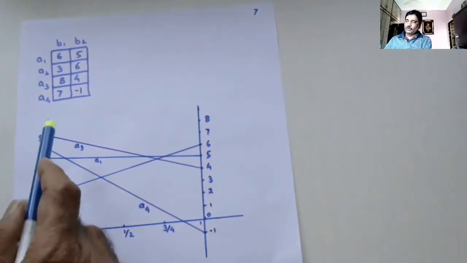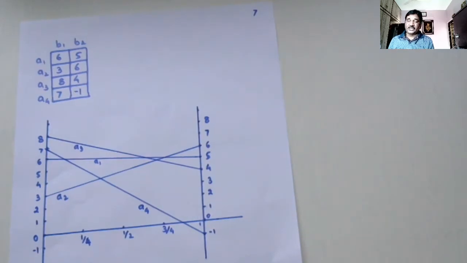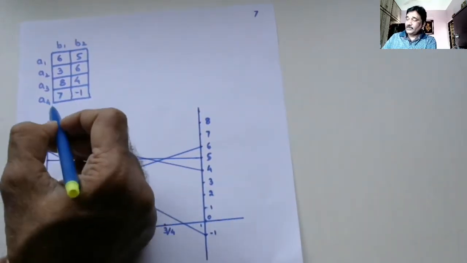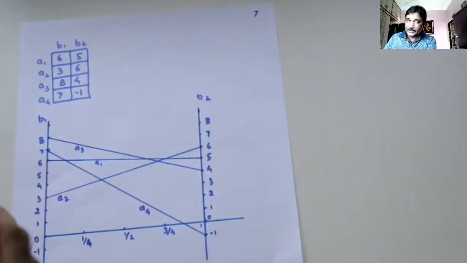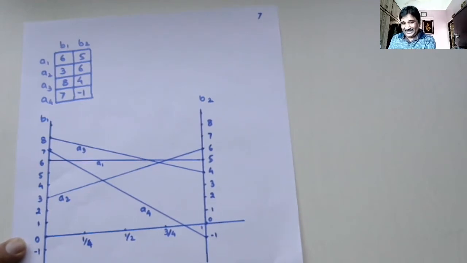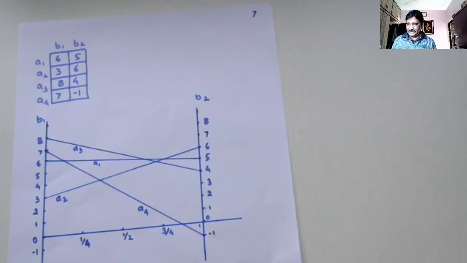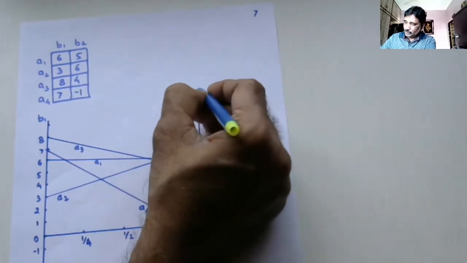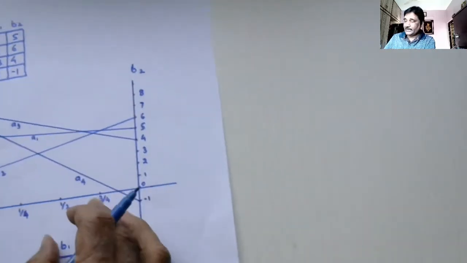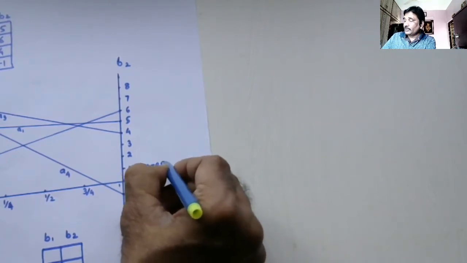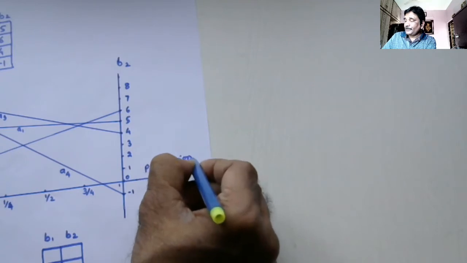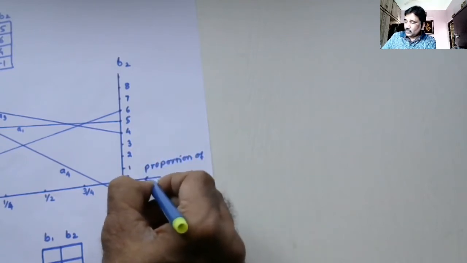So I will be drawing two vertical lines. Now this time they will be labeled as B1 and B2. In the earlier problem, those labels were A1 and A2, because player A had two courses of action available. Now here player B is having two courses of action. So those two courses of action are labeled here, and here the proportion of course of action B2.